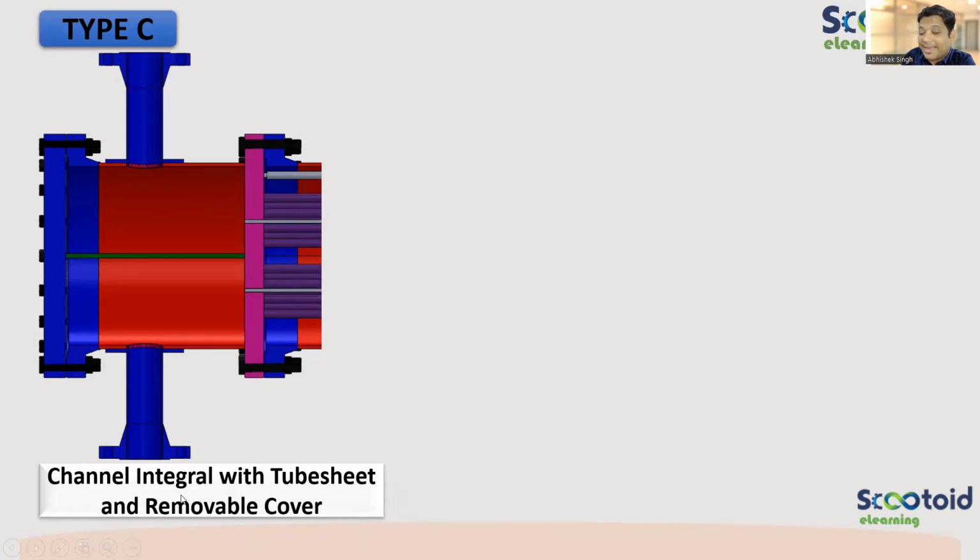You can see channel integral with tube sheet. So you remove the blind flange here and access the tube sheet. Now, if here, can I have a cover? Can I have a descent which is welded directly to the channel? Can I have this configuration, a channel here directly getting welded? If I'm having that, what will be the problem?